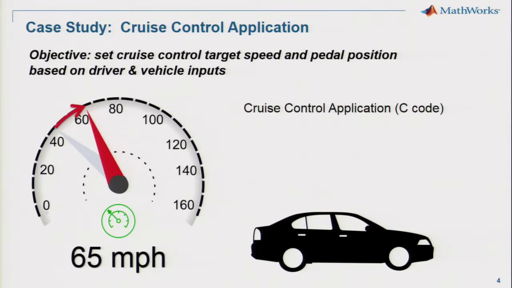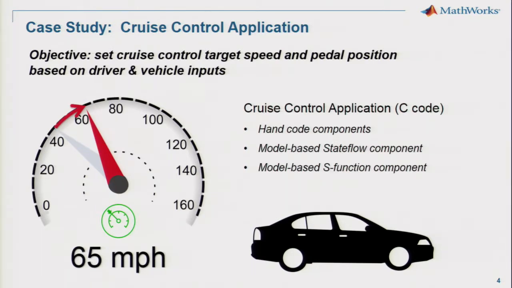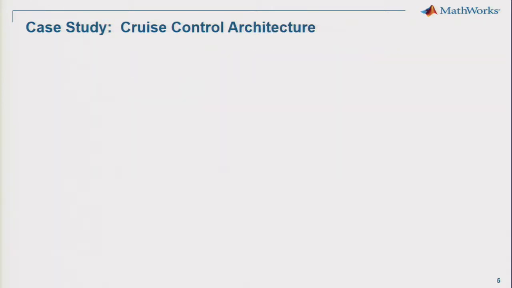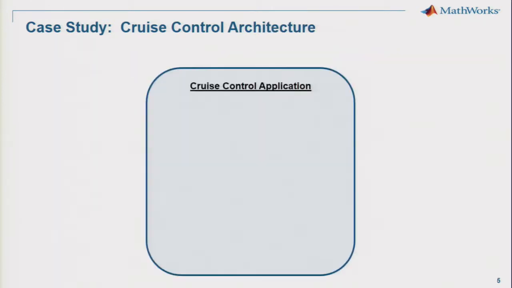And to show the model and code verification, we're going to have a C code application that's going to have some hand code components in it. We also have a model-based Stateflow component in there. And then last, we'll also show a hybrid where we bring some C code into the model, so we'll have an S-function component with that. Okay? All right. So we'll take a quick look at the architecture.